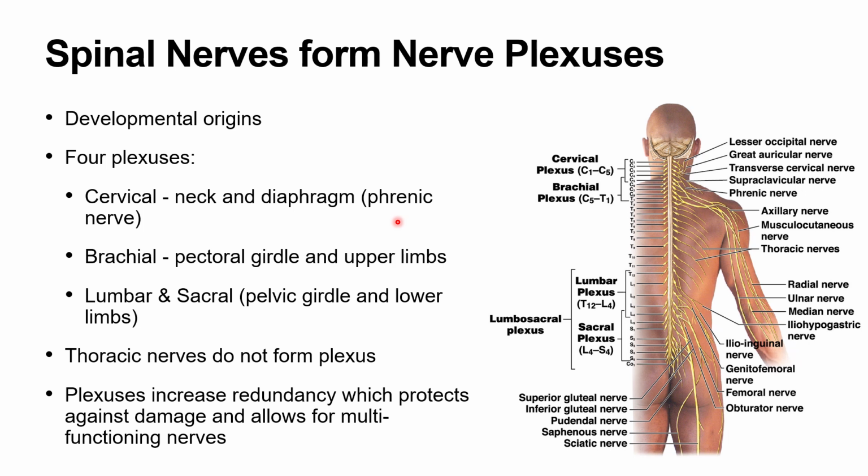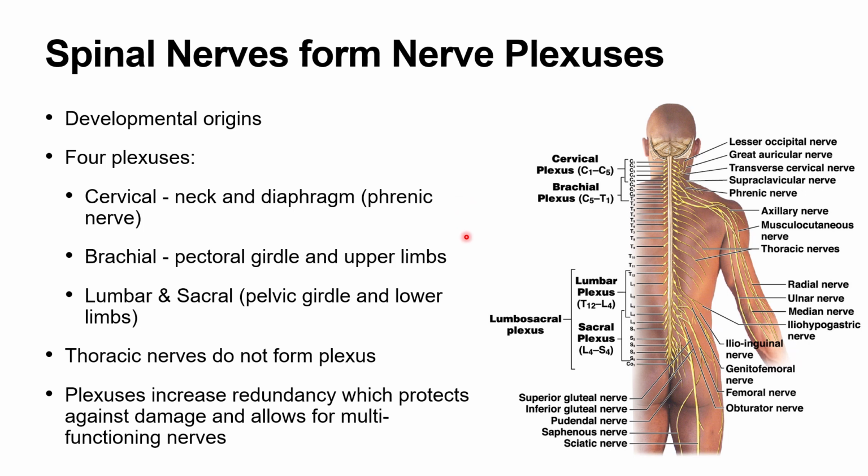Now, an easy way to remember that the phrenic nerve specifically branches off of the nerve root pairs of C3, C4, and C5 is to think of an easy saying. And this saying is that C3, 4, and 5 keeps the diaphragm and you alive. Remember that. C3, 4, 5 keeps the diaphragm and you alive.